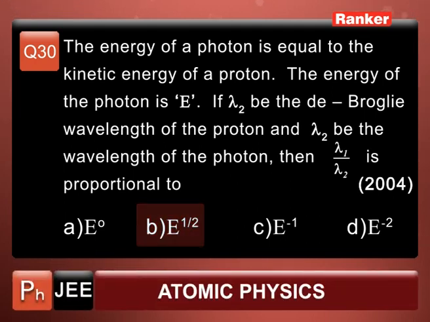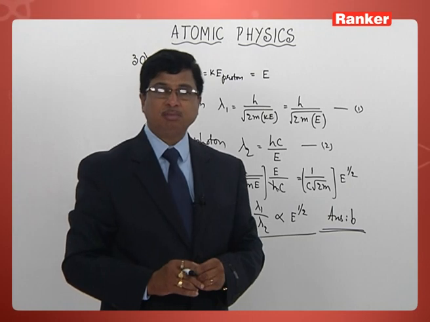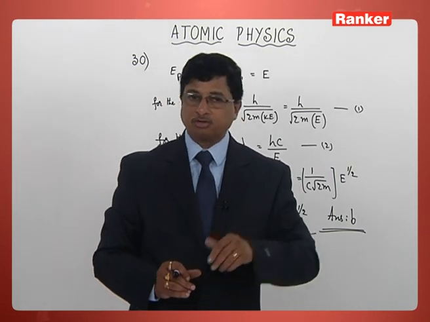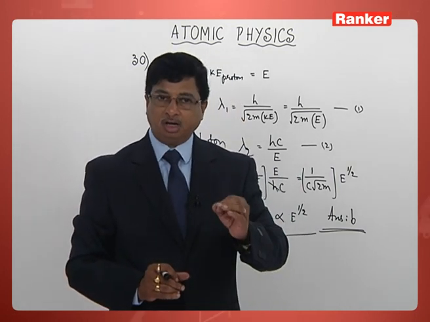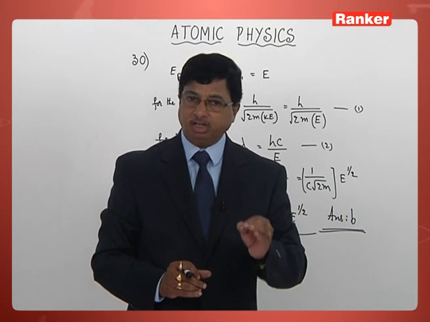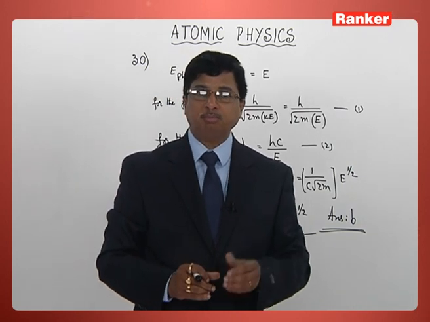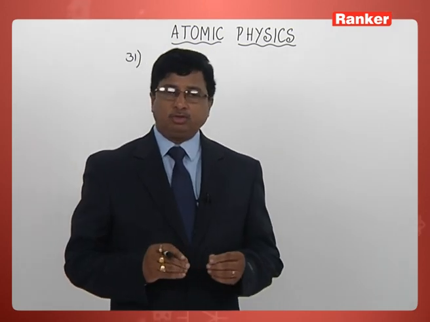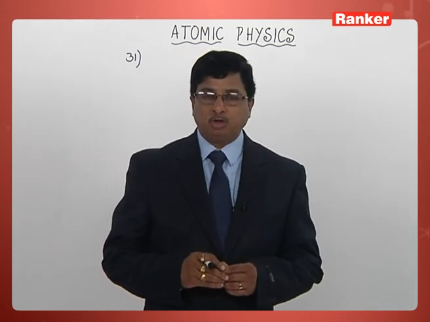Therefore, the second option is the right option for this ratio of wavelengths. So lambda 1 by lambda 2 is proportional to E to the power half, that is square root of E as such. That is problem number 30 for us. Switch over to the next number, problem 31.